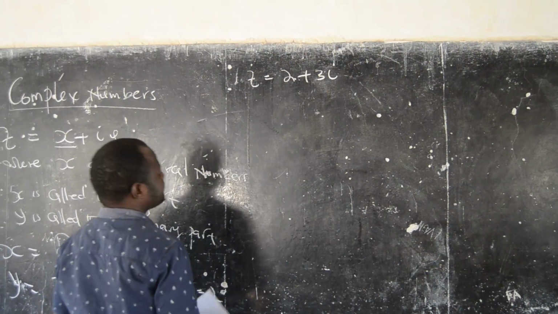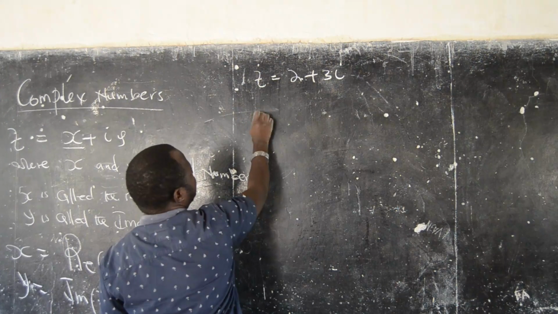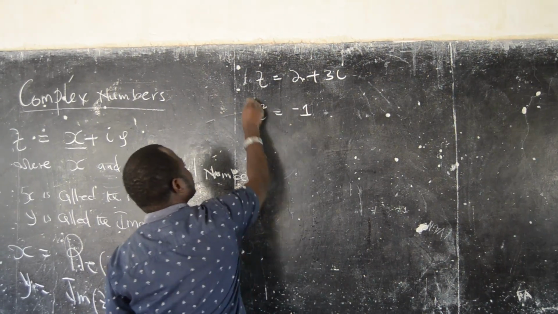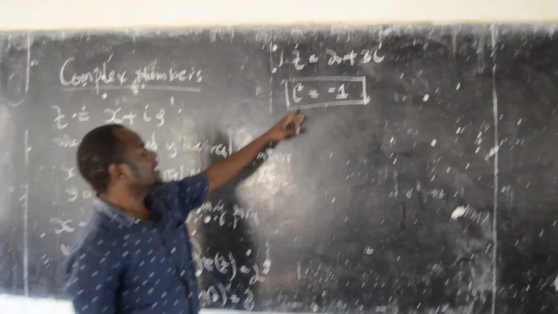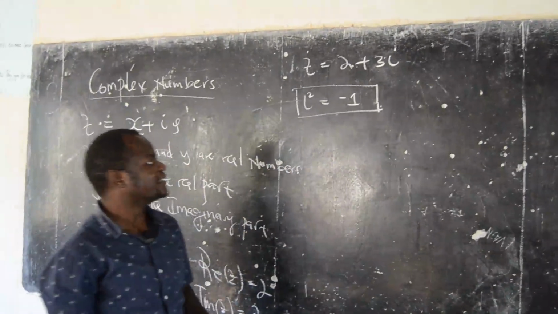Okay, now, a complex number has a property. This property is very important: when you square i, you get negative 1. So this is a very important property that you have to note. If I square i, I get negative 1.